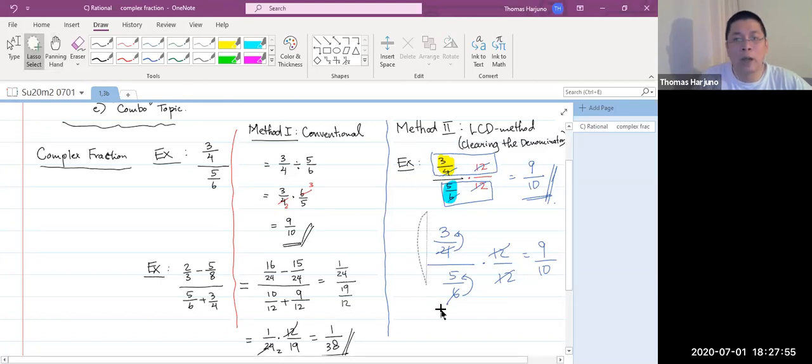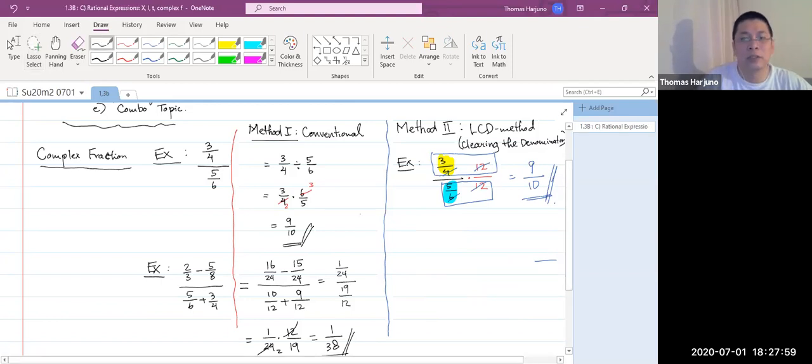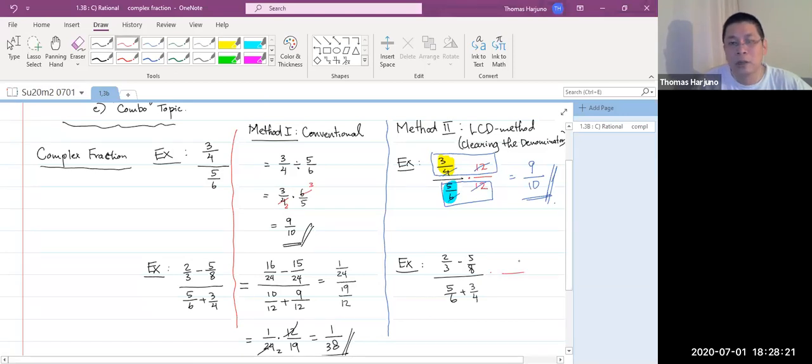Now, we will apply this to the second example, the same notion. So in our example 2, we have 2 over 3 minus 5 over 8, big over 5 over 6 plus 3 over 4. Now, what is the LCD for all the fractions? The denominators are 3, 8, 6, and 4. The LCD is 24.